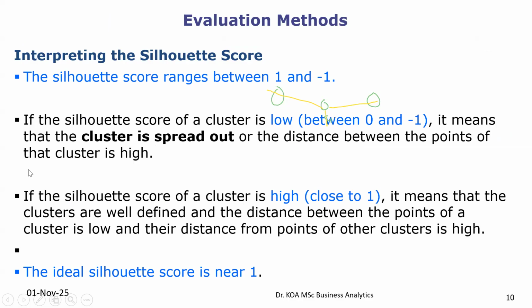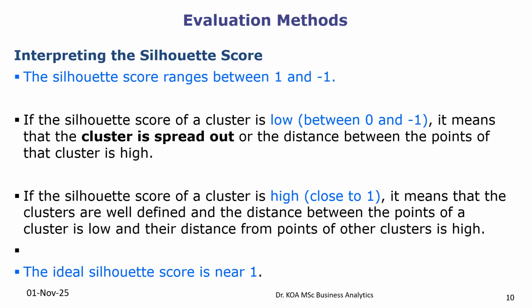Okay. The score is always between -1 and +1. When it is towards the negative, or around 0, it means that the distances are wider. Okay, so the clusters are very wide apart from each other. And then when you have a score between 0 and 1, very towards 1, it means that the clusters are very well defined and the distances between the points are low. So in other words, they are very close.